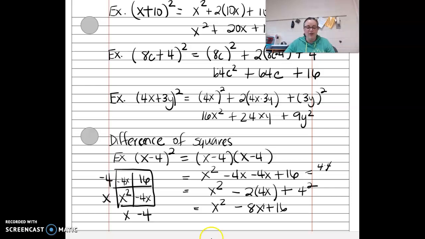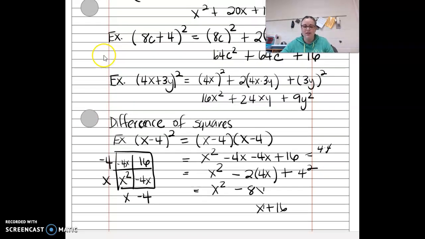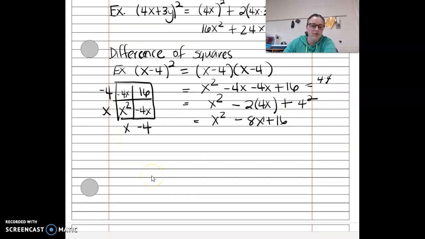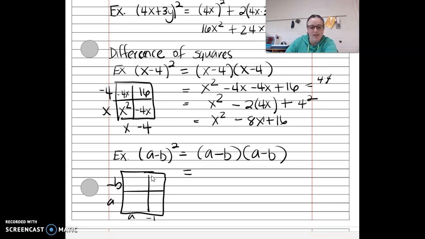So can we make up a rule for this one as well? We sure can. All right, let's look at this. So in general, we got the difference of a minus b squared, which really says I would take a minus b times a minus b. And if I were to set up my box, I get a minus b times a minus b.